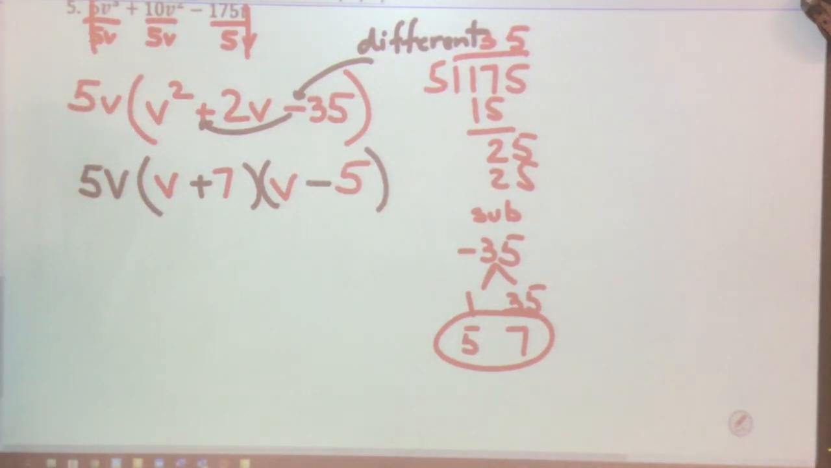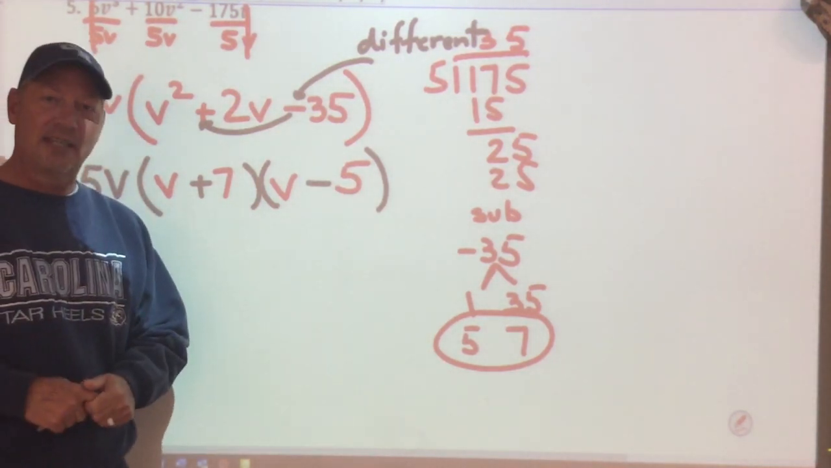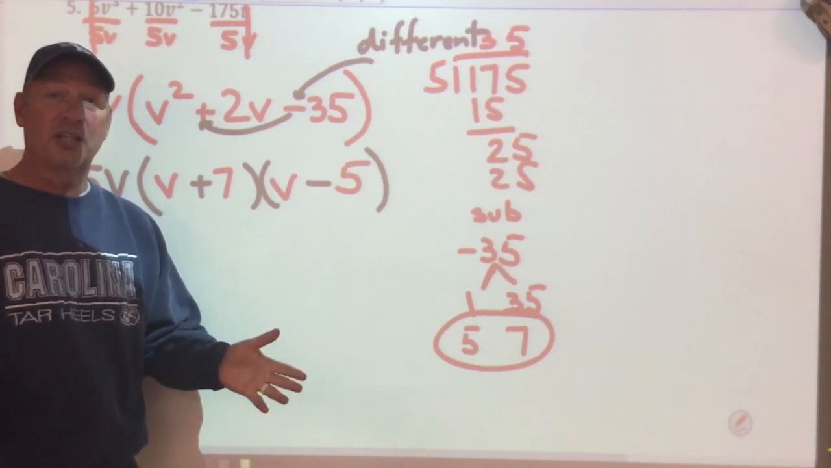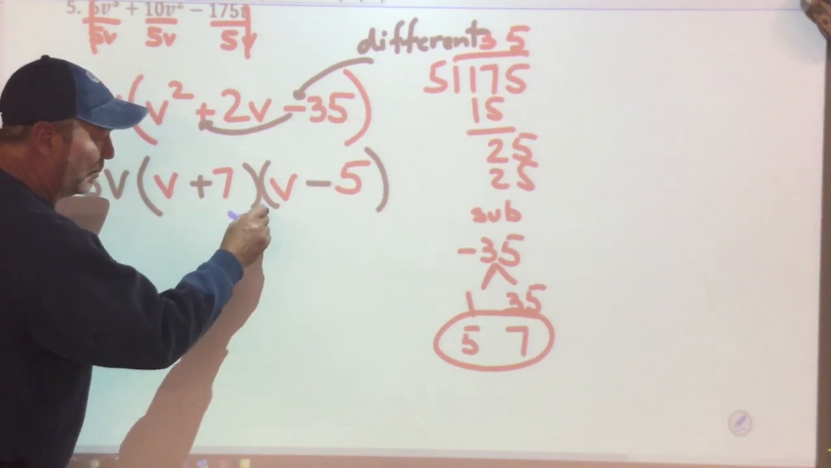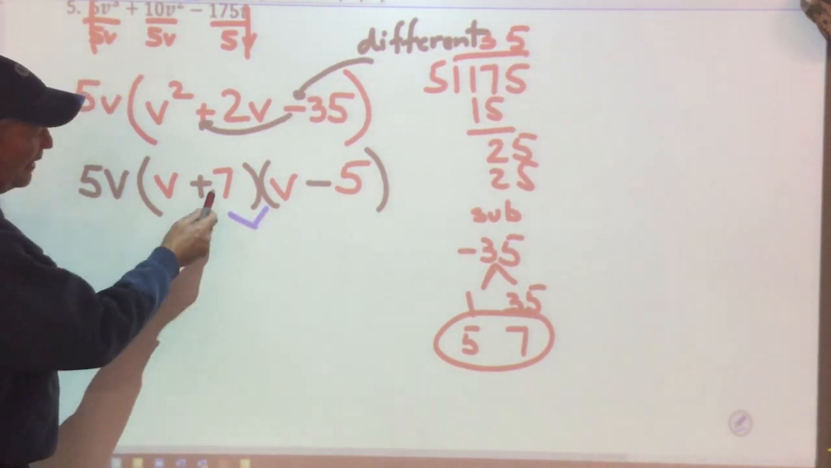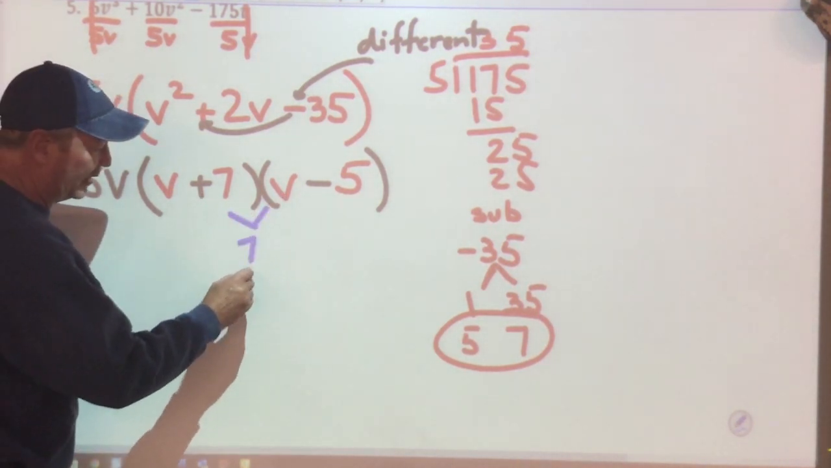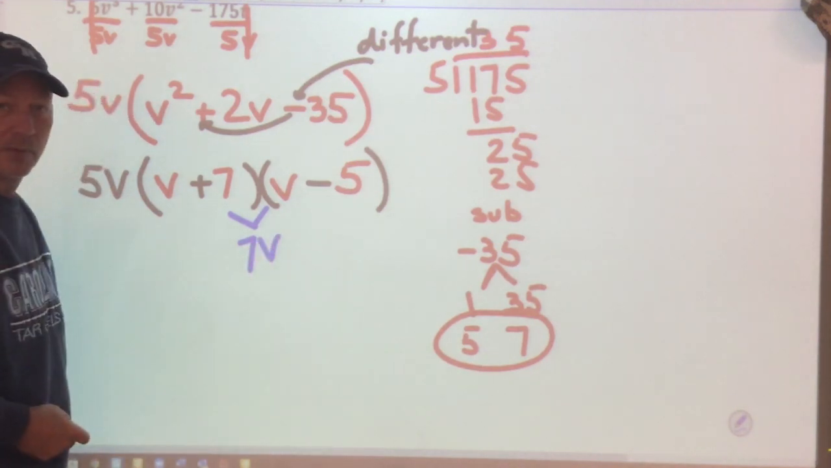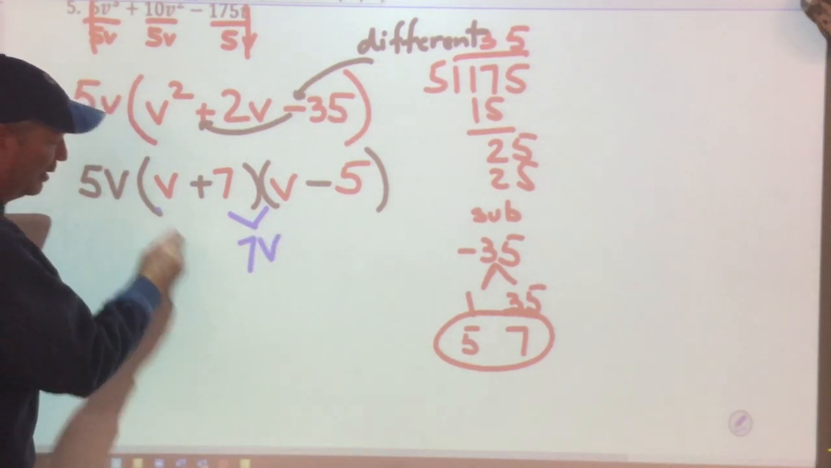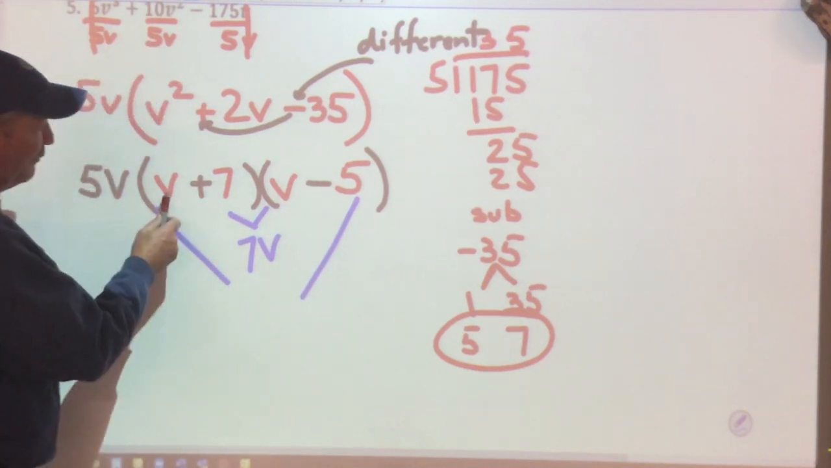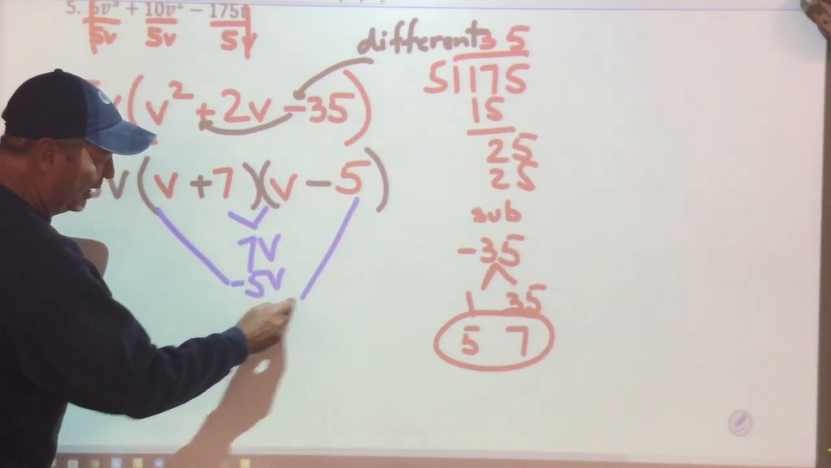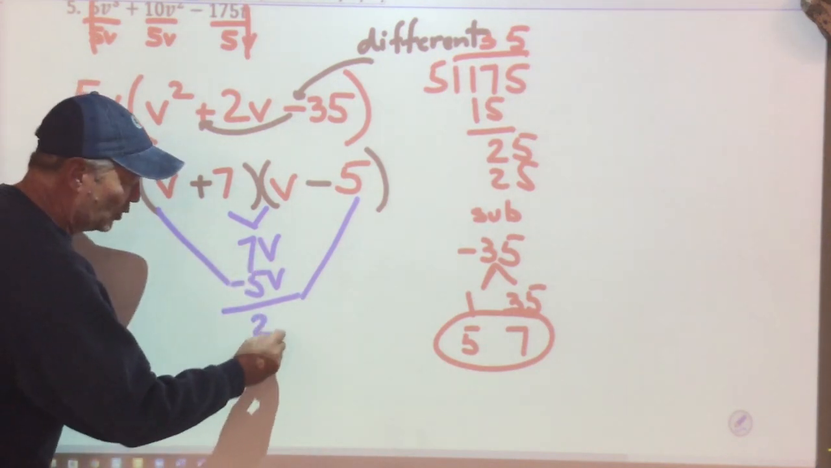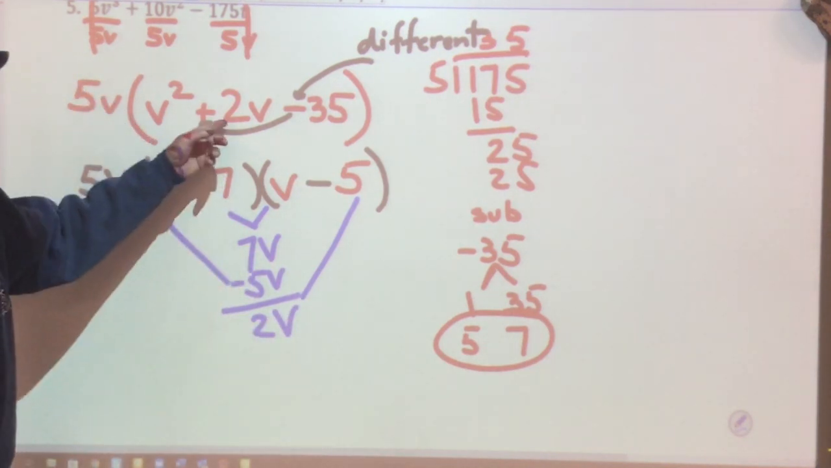That is factored. I'm not totally sure I did this correctly. What's a quick way to check? Well, one quick way to check is I could ask you to pinch this in the middle to multiply. 7 times V is a positive 7V. We could pinch it in the back. V times negative 5 is a negative 5V. That would give me a total of 2V. Is that what I was looking for?